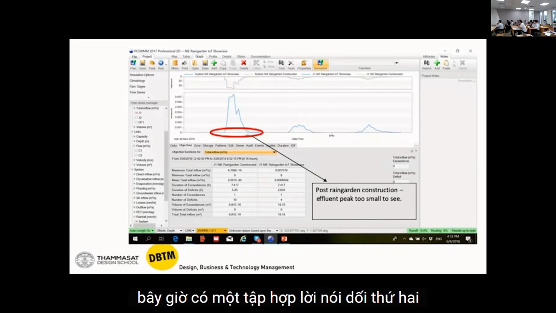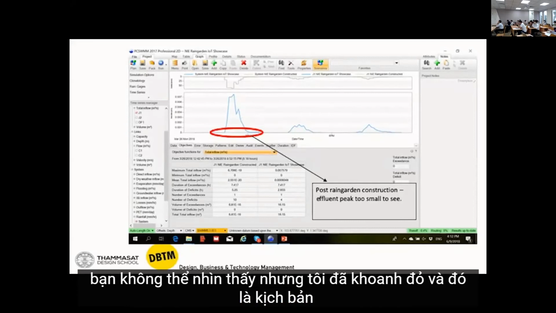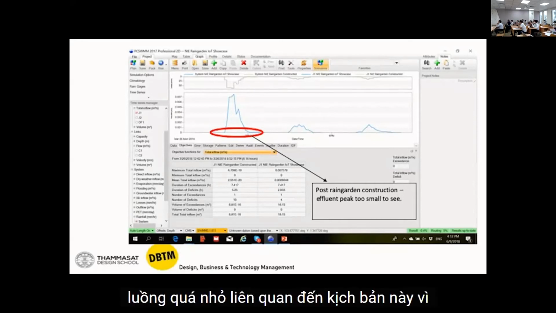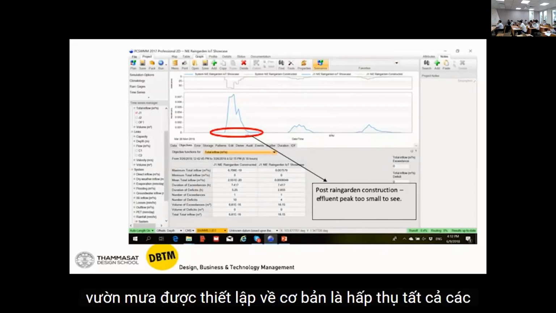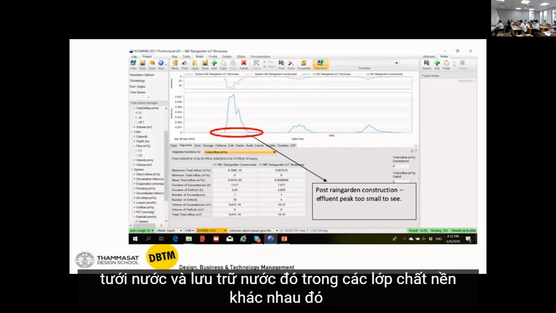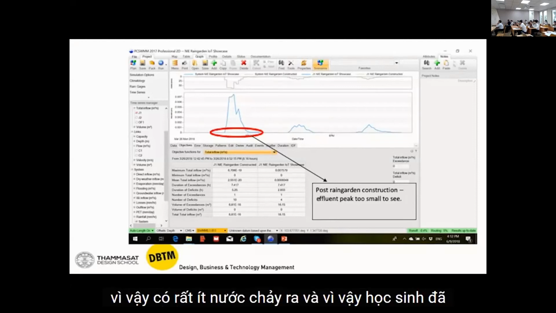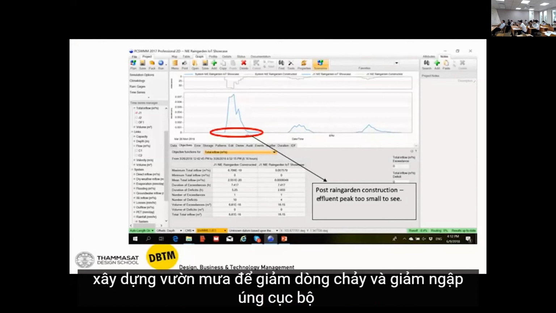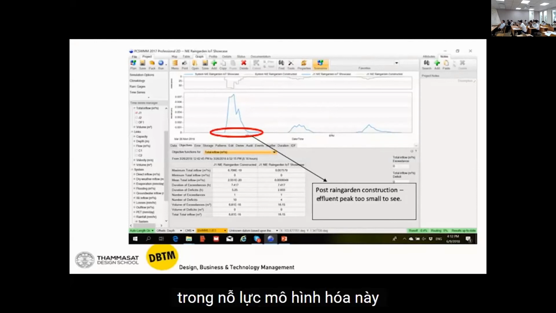Now there's a second set of lines that you can't see, but I've circled it in red, and that's the scenario with the rain garden in place. We don't see anything here because the flow is so small in this scenario, because the rain garden essentially is absorbing all of the water and storing that water within those different substrate layers. So there's very, very little runoff. And so the students were able to see the impact, or the benefit, of building a rain garden to reduce runoff and to reduce localized flooding in this modeling effort.